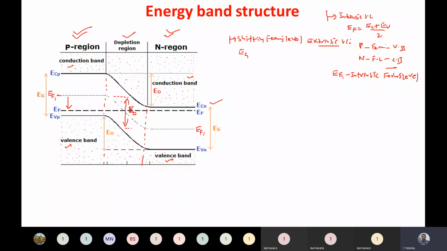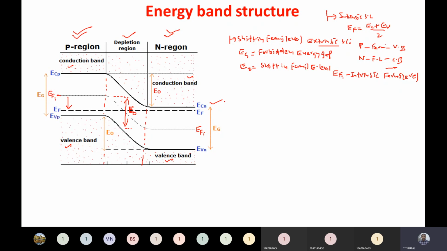E naught, we have just studied. What is E naught? It is called the potential energy barrier, or it is also called the shift in energy levels. E naught is called the shift in energy levels, whereas EG is called the energy gap, the forbidden energy gap. We should represent all these points. EG is called the forbidden energy gap. E naught is called the shift in Fermi energy level.